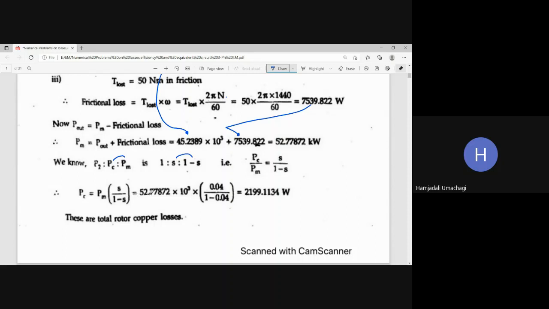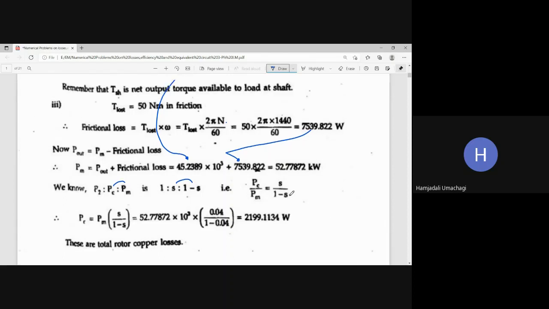PM is 52.77872, then slip is 0.04. PM is in terms of kilowatts, and S is 0.04. After solving, we get the rotor copper loss as 2199.1134 watts. So this is all about the rotor copper loss. So this is the third parameter.